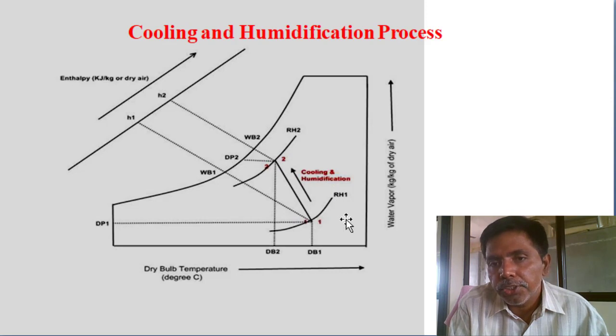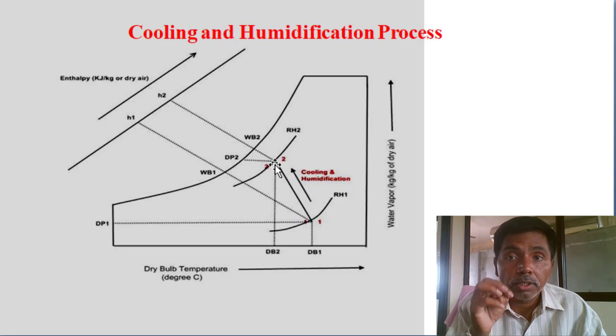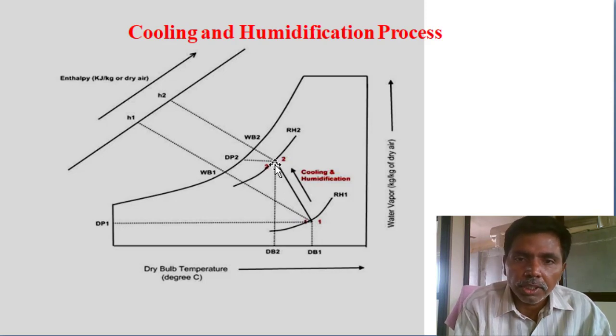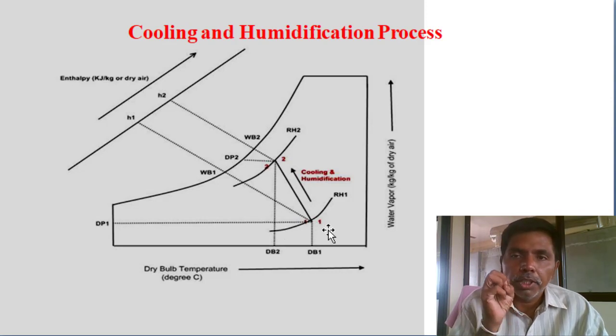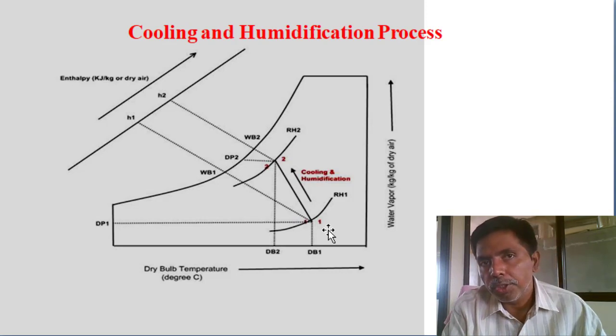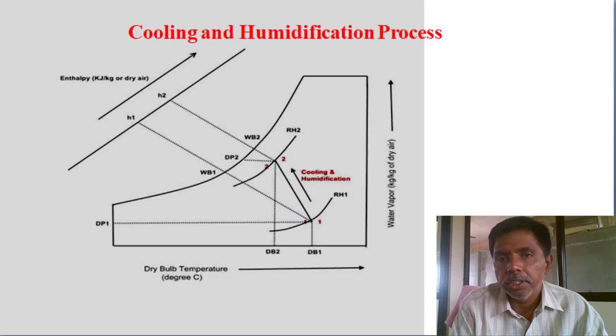Here the specific humidity or humidity ratio is increasing by adding moisture. Relative humidity is increasing, sorry. Relative humidity is increasing and enthalpy is increasing because we are adding mass of vapor. Vapor has high enthalpy, so automatically enthalpy is increasing even though temperature is decreasing. The dew point temperature is also increasing, and the wet bulb temperature is increasing. But the dry bulb temperature is reducing. How do we achieve this? We just spray atomized cold water on the flowing volumetric flow of air, for cooling and humidification.